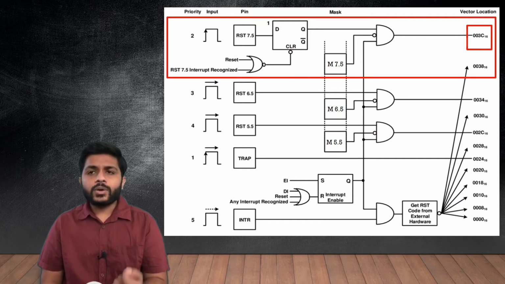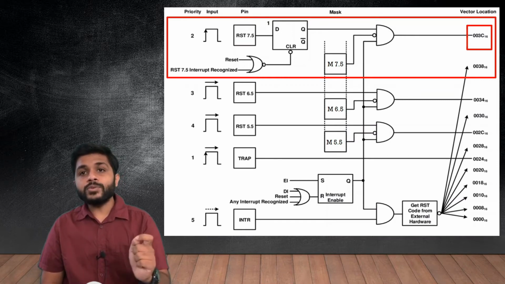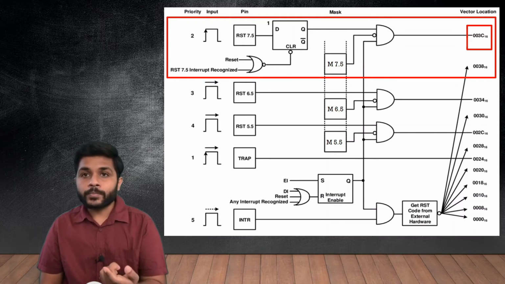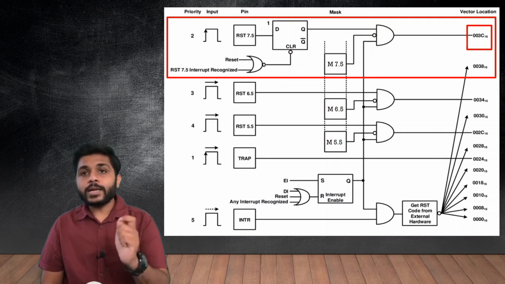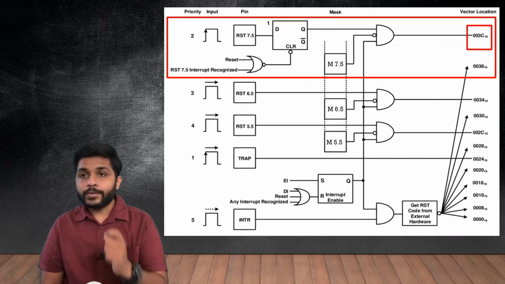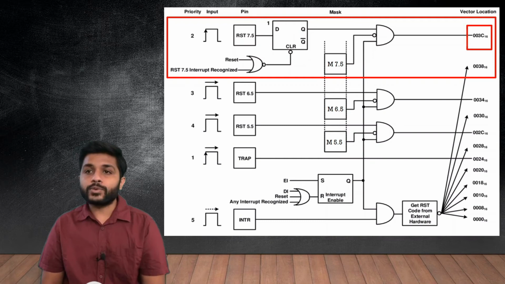So the question is, what is the meaning of the vector location? Vector location means whenever the microprocessor receives any interrupt, the processor will stop its current execution and it will jump to the vector location. So in this interrupt, when the microprocessor receives the RST 7.5 interrupt, the microprocessor will stop its current execution and it will jump to the 003CH vector location. And from the 003CH vector location, there will be an interrupt service routine.